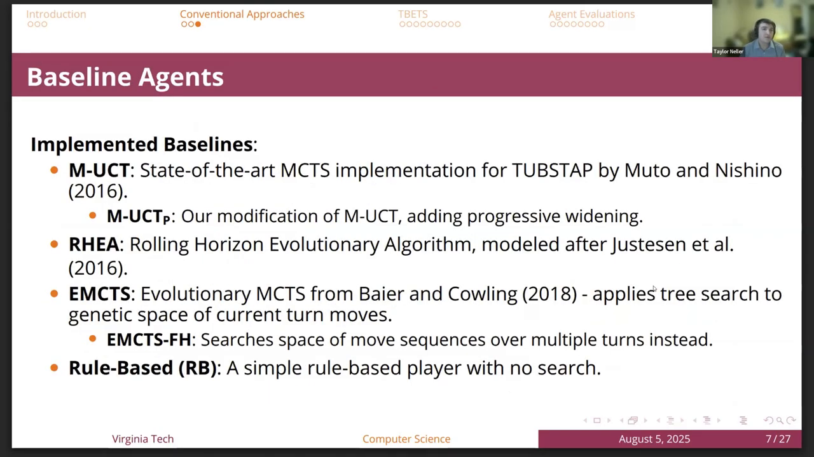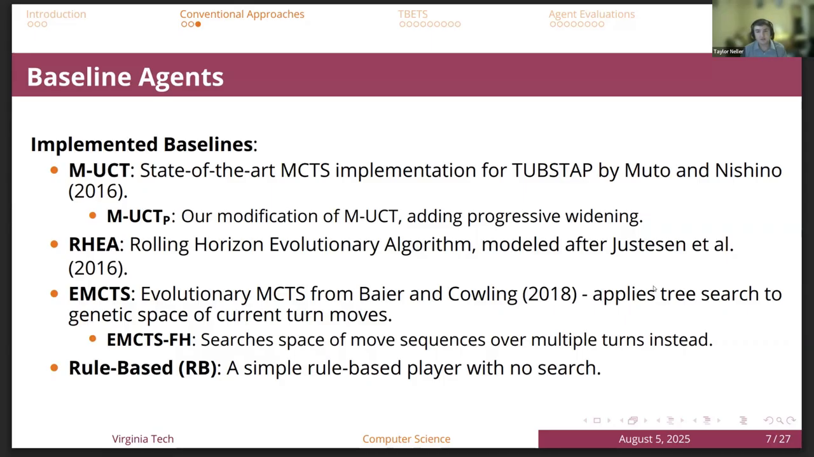So we implement a few baseline agents for our analysis. MUCT is a state-of-the-art Monte Carlo tree search implementation for TubStab by Muto and Nishino. And then we make a modification to it, adding progressive widening for one we call MUCTP. We also implement RIA, and then we also implement a hybrid algorithm, evolutionary Monte Carlo tree search.